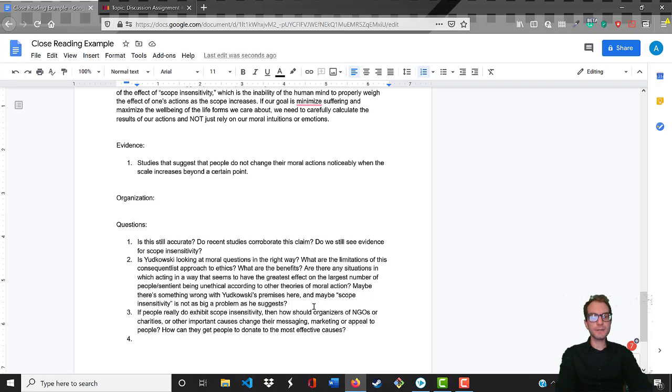So maybe we can think of, is there a concrete example in recent times where we see scope insensitivity at work? I wonder if there's some disaster or crisis or something like that which impacts a large number of people, which for some reason no one's doing very much about. Maybe because the messaging around it, the optics are not good. Maybe there's something we can learn from Yudkowsky's paper to help generate a better response to those type of problems.